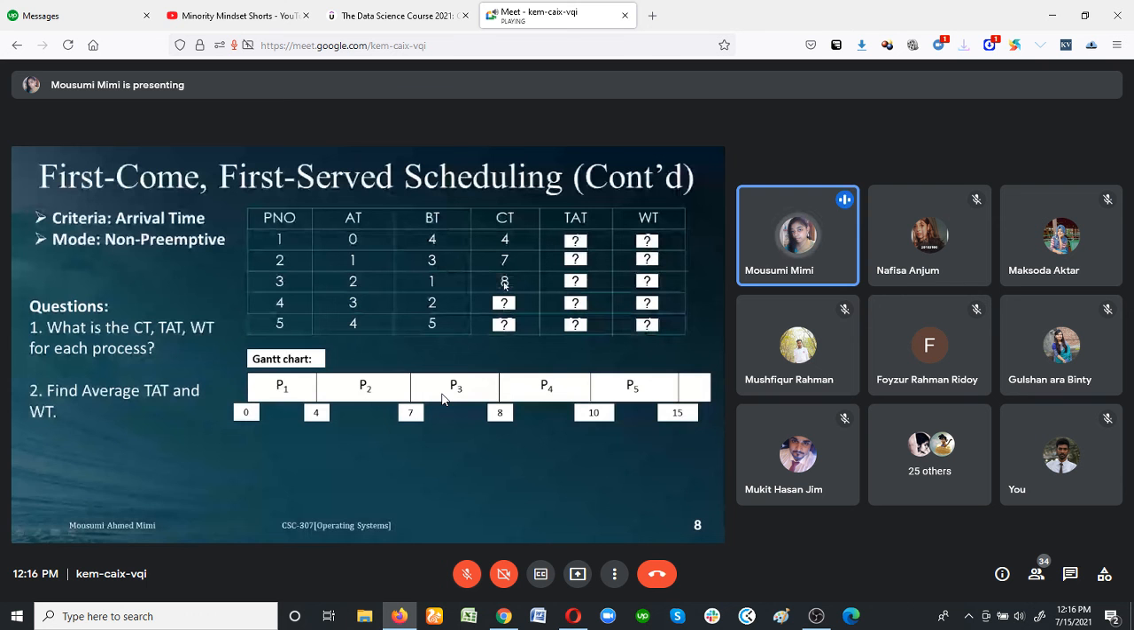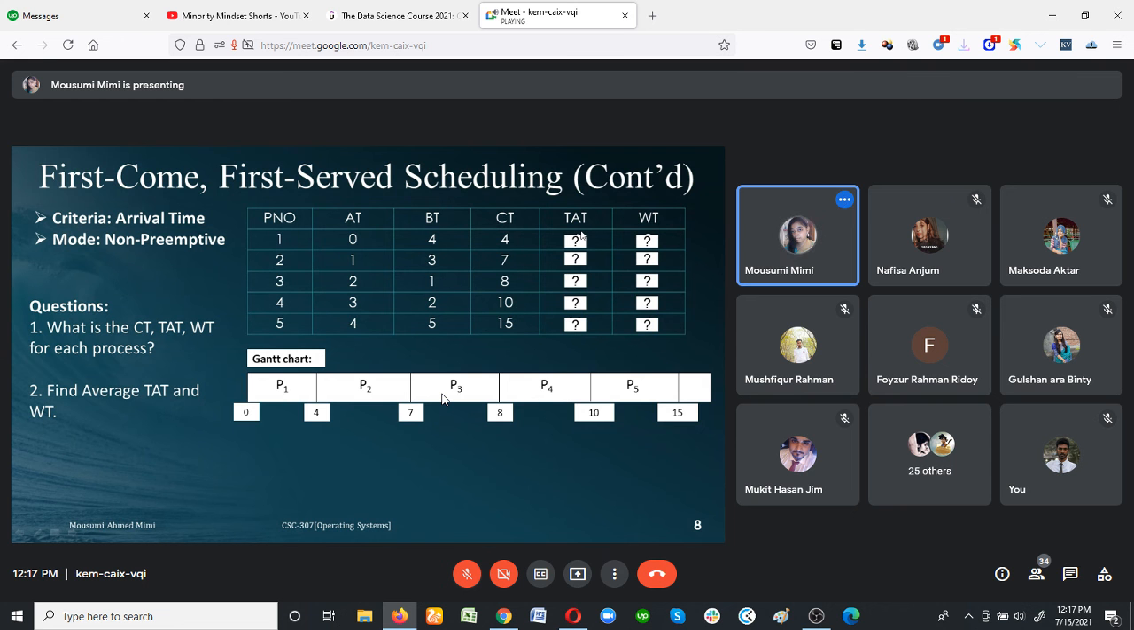Then my process 4 comes right now. I will place it in here. The burst time is 2. So 8 plus 2 equals 10. So the completing time is 10. Then at the end, my process 5 comes. I put process 5 in here. The burst time is 5. So 10 plus 5 is 15. So the completing time is 15.